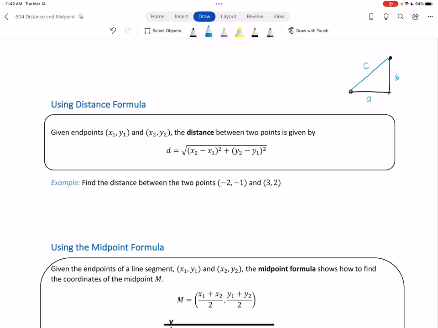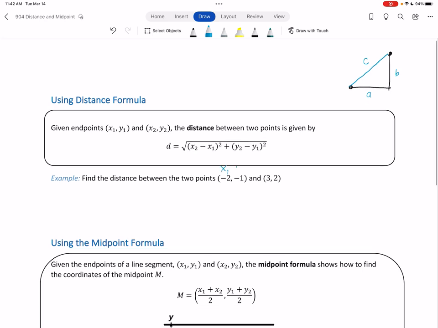So let's do an example. Find the distance between the 2 points -2, -1, and 3, 2. So this is my x1, y1, and my x2, y2. So in the distance formula, I do square root x2 minus x1 squared plus y2 minus y1 squared.